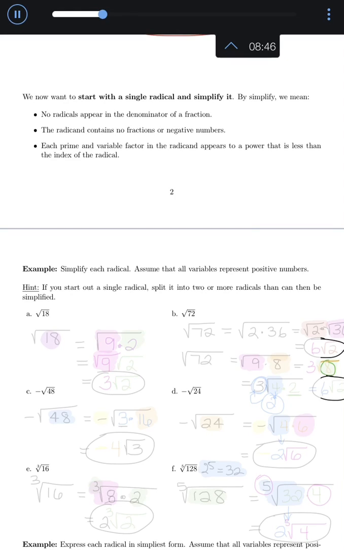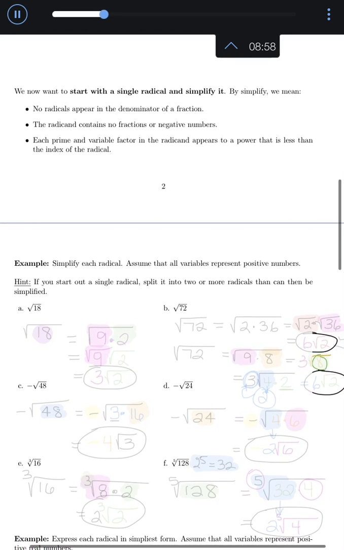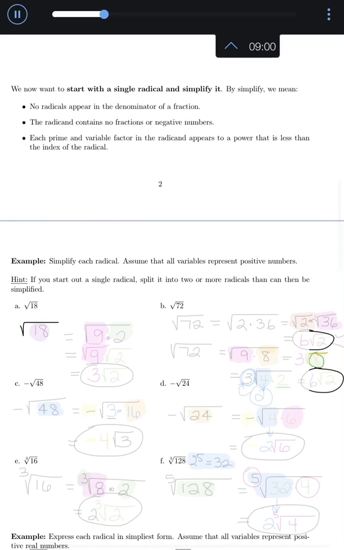Next, let's talk about actually simplifying roots. Well, if we talk about simplifying roots, let's look at the square root of 18. If we look at the square root of 18, we can't take the square root of 18.